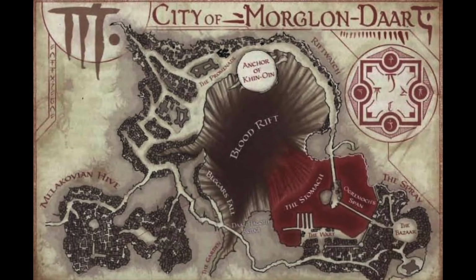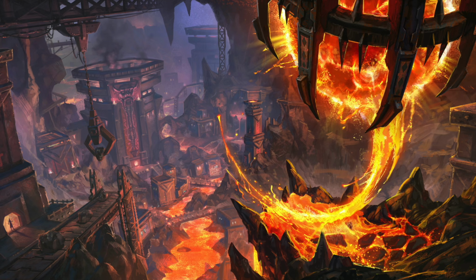The Spray is the busy transport district around a harbor formed by the Blood River, known as the Stomach. Beggar's Fall is the poor part of town along the cliff edges. The Malakovian Hive is the oldest part of town. It's a labyrinthine set of tunnels and caverns carved into the bedrock. Riftwatch is the affluent part of town on the other side of the chasm, and the Anvil is a remote section of the city of vaulted caverns where the laborers live.